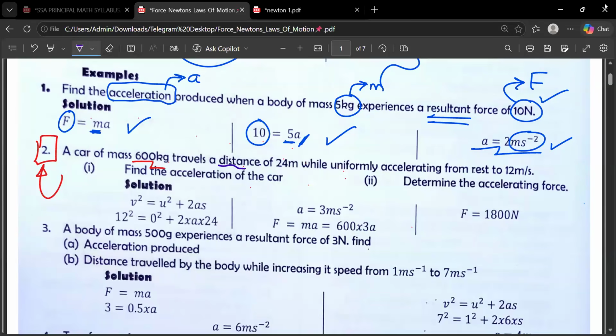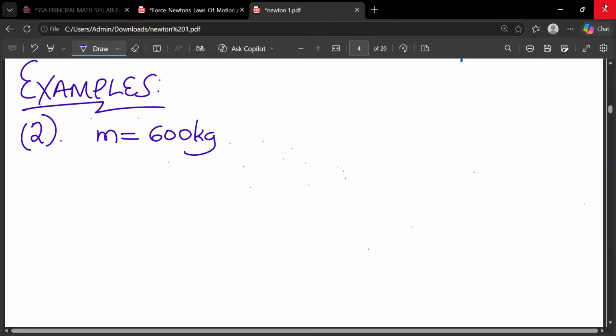So they are saying at a distance of 24. So as you're summarizing distance, you're supposed to come here and say comma, then you write S is 24 meters. That's what they are giving. Okay, then you go back.